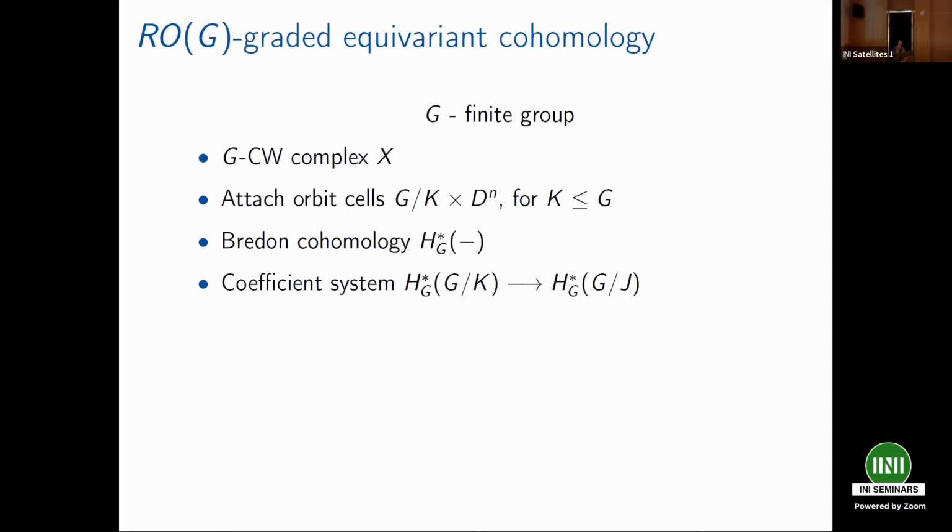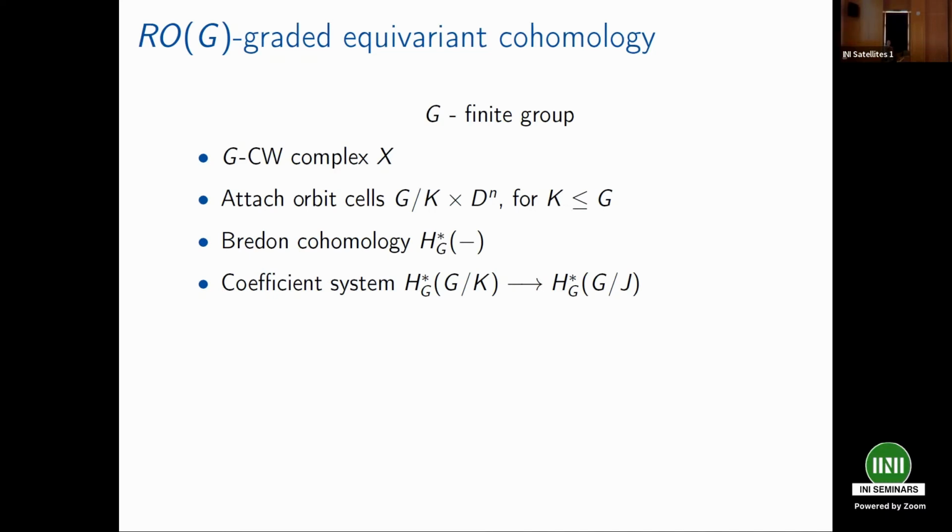So now I'm ready to turn to the equivariant story, and I want to tell you a little bit about RO(G)-graded cohomology. I'm going to let G be a finite group. There are some generalizations for compact Lie groups, but I'm not going to dwell on that here. In fact, for me, most of the time, this group is going to be just a cyclic group, C_p of order p. The spaces that we think about in the equivariant context are G-CW complexes. These are formed by attaching orbit cells, G mod a subgroup H, crossed with a disk, along their boundary.